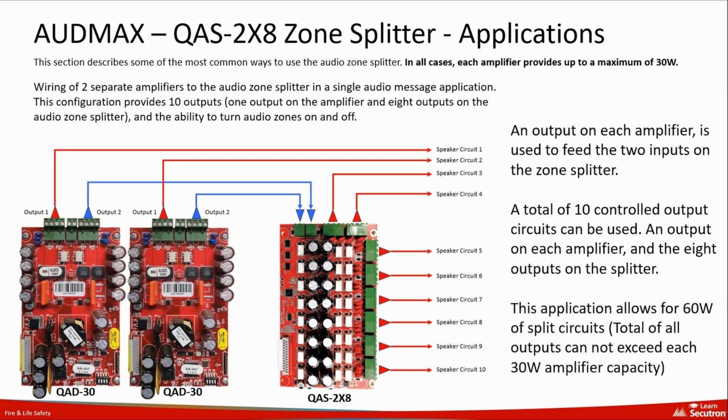For more advanced configurations, 2 amplifiers can feed the splitter's inputs, providing 10 output circuits. This setup uses an output from each amplifier as a speaker circuit and the other output from each amplifier to connect to the inputs of the splitter. It is important that the connected circuits on the splitter do not exceed the capacity of the input source.